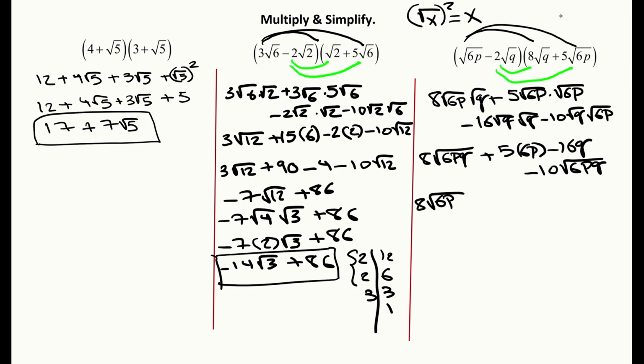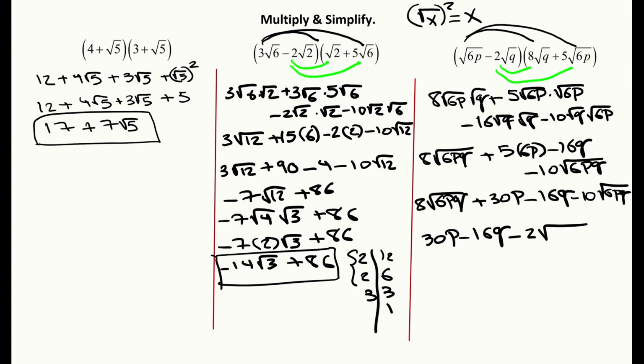All right, so continuing with the cleanup, we have 8 radical 6pq plus 30p minus 16q minus 10 radical 6pq. So we do notice that these two terms are like terms, so we can combine them. So let me start by writing 30p minus 16q, and then we have minus 2 of those, so minus 2 radical 6pq.